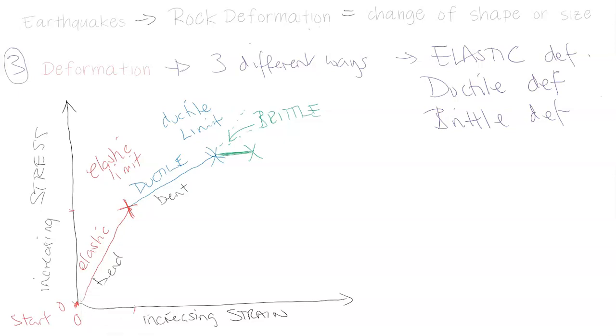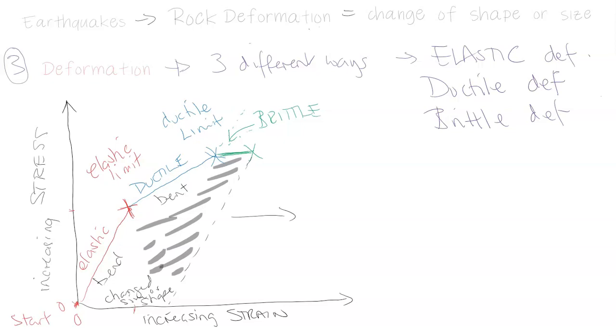Okay, so what you get is this area here coming down where you have the permanent strain, the permanent effect. So it has changed size or shape. So this area right here, I'll just do a little gray. Anything this side, okay, you're going to have that permanent strain, that shape on that rock. So, again, anything on this side of the graph, the rock is broken.